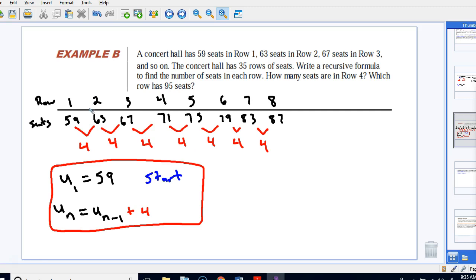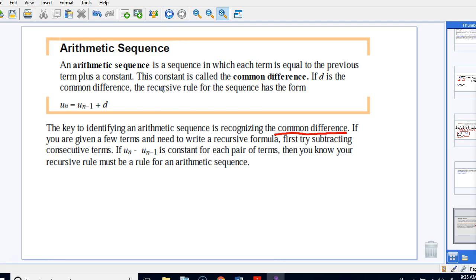So for example, if I subtract 63 minus 59, and do that for all of these, and I get a 4 every single time, then I know that it is an arithmetic sequence. Okay, there you go. Good luck.